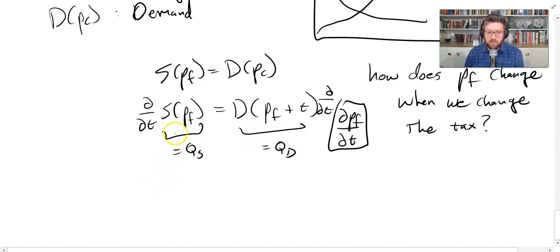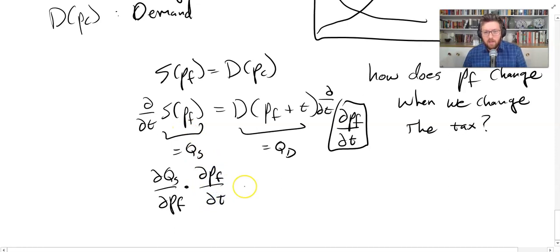Let's use this notation. So the derivative of this with respect to t is the derivative of the quantity supplied with respect to the price firms receive, because that's the inner variable. And then since this is the chain rule, this price that firms receive can change when we change the taxes. As we just saw in our last example, when you raised the tax from 0 to 1, the price firms received changed. It fell. Okay? So this is the correct way to write this. And since we're doing the same operation on both sides, we can take the derivative on both sides.